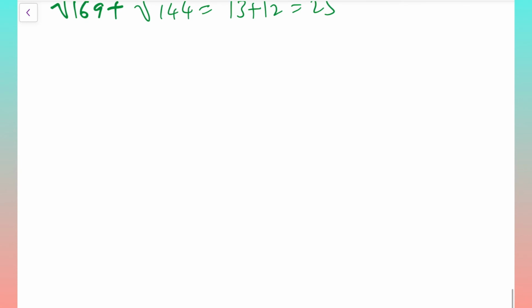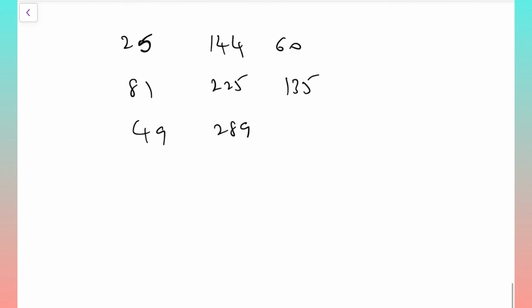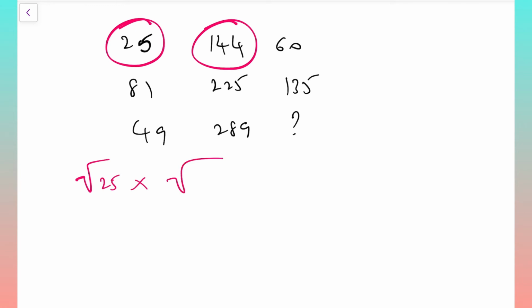Okay, let's move to next question then. 144 and 60. 81, 225, 135, 49, 289. What is the missing number here? So here now if you observe the first row, here we will get a logic clearly. 25 is 5 square, 144 is 12 square. So root 25 into root 144, which is equals to root 25 is 5 into root 144 is 12. 5 12s are 60. Same like the previous question only.